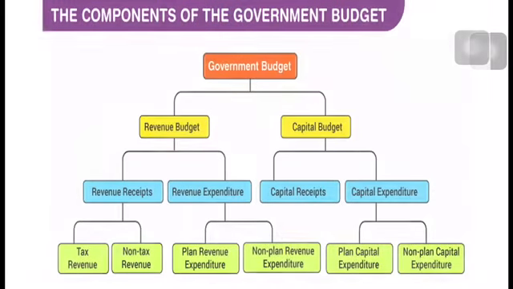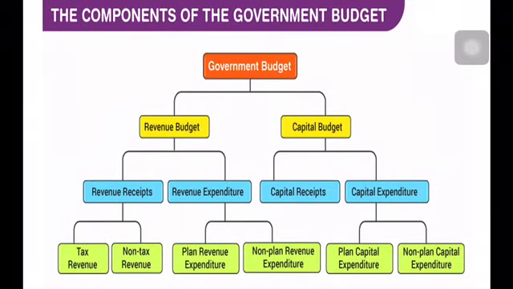the budget part, especially the components of the budget, where I have already explained that the non-plan and plan distinction has been ruled out, and now there are only two types of things that we need to consider, that is revenue and the capital. Under the revenue, we have the revenue receipts and the revenue expenditure, and when it comes to the capital, we have the capital receipts and the capital expenditure.